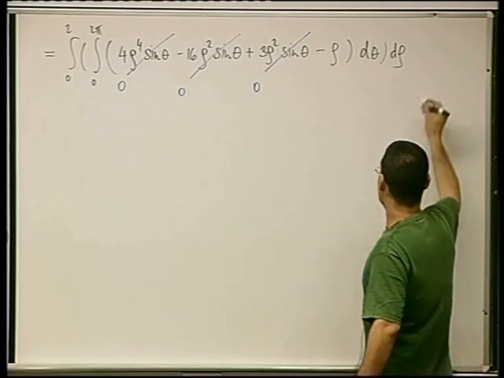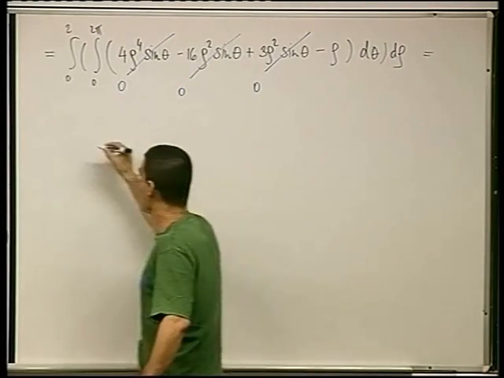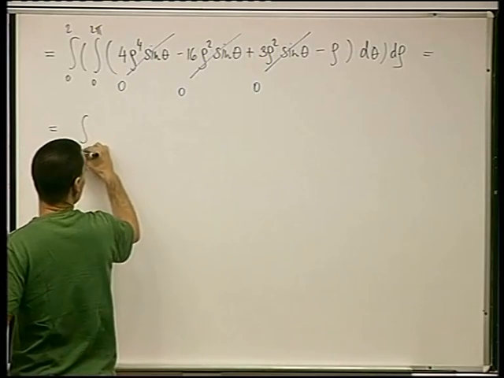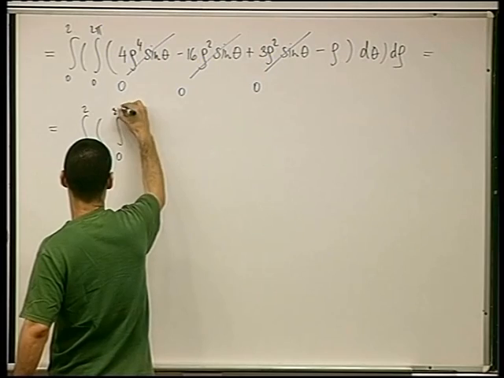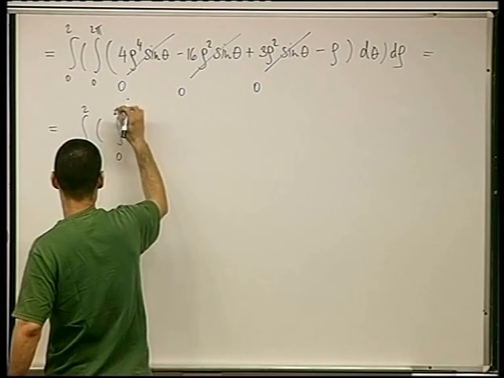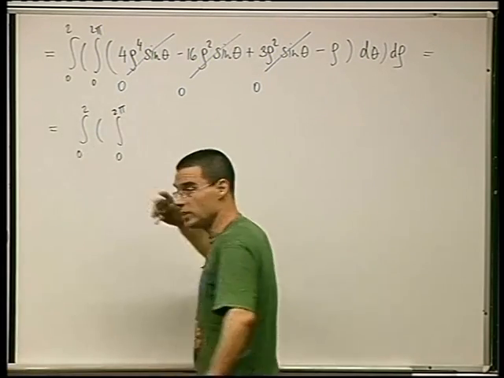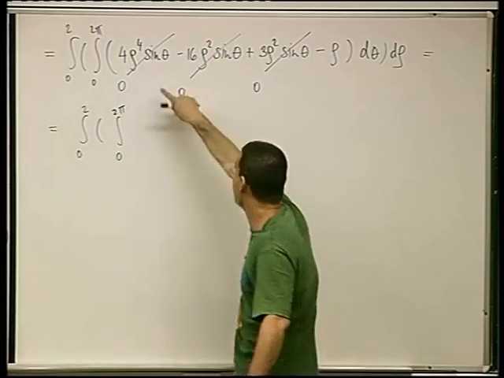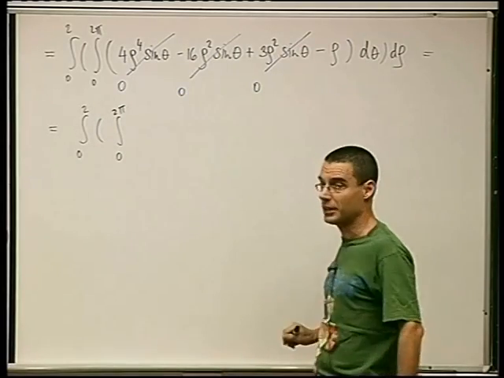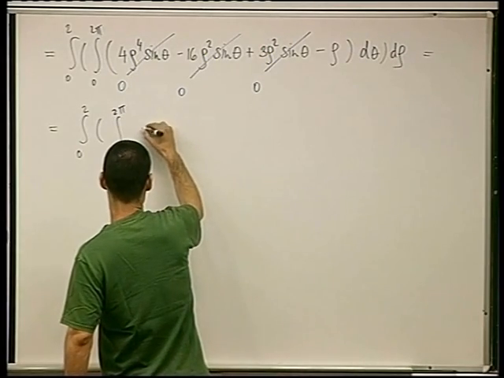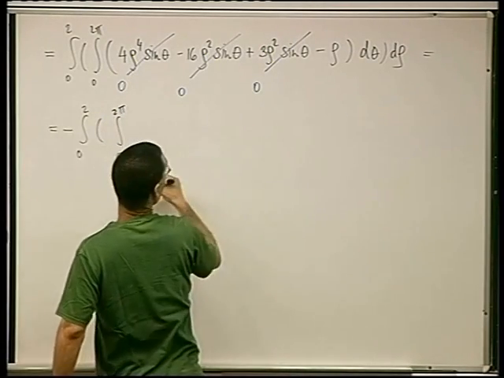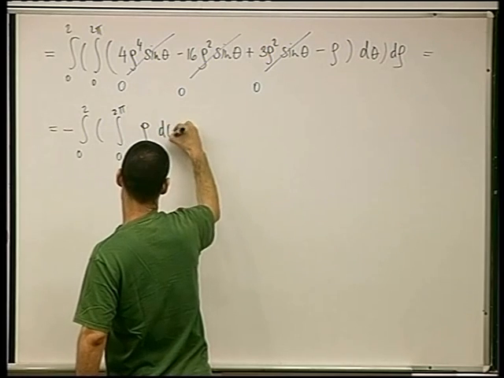Okay? So all I'm left with, in fact, is the integral from 0 to 2 times the integral from 0 to 2 pi. I didn't calculate it. I didn't take any step. I just looked into the future and noticed that these are going to be 0, and therefore I'm not going to calculate them. That's what I did. Of, let's put the minus out here, rho d theta d rho.